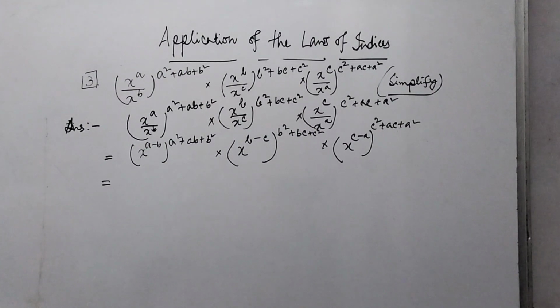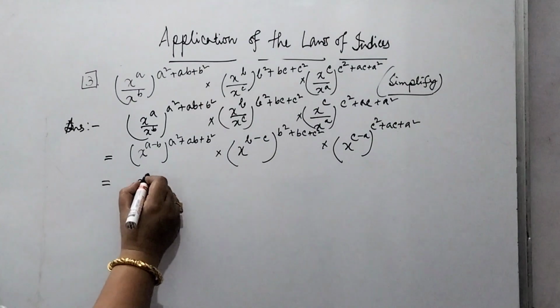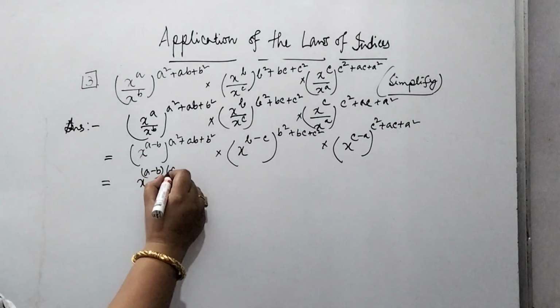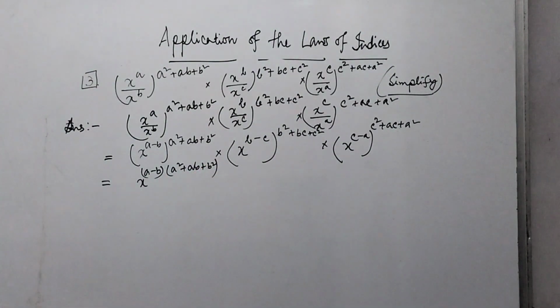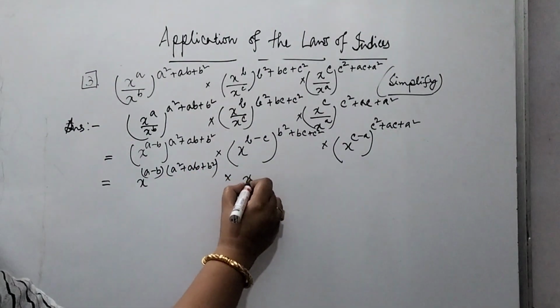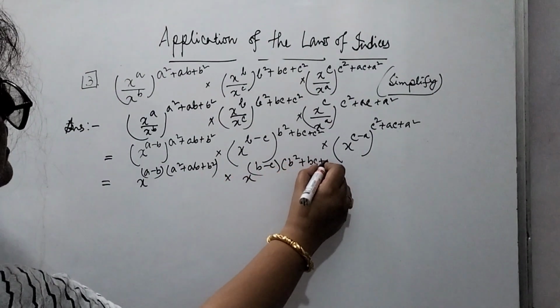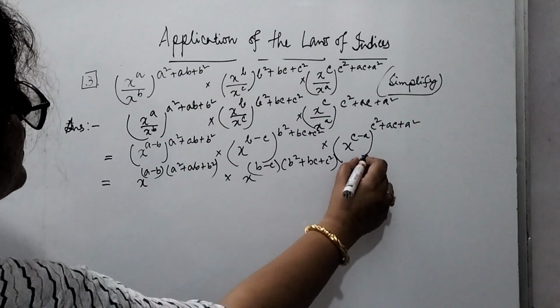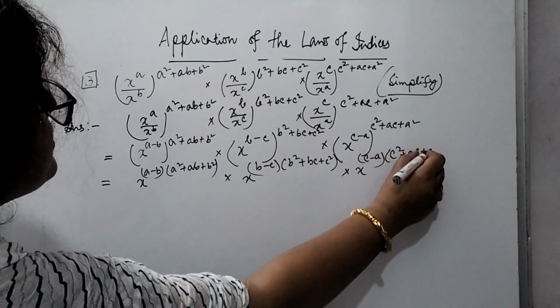Yes, hope you all have got it. We have to apply the law a to the power m whole to the power n equals a to the power mn, right? So here, applying that law, we get x to the power a minus b into a square plus ab plus b square, right? Into x to the power b minus c into b square plus bc plus c square into x to the power c minus a into c square plus ac plus a square.